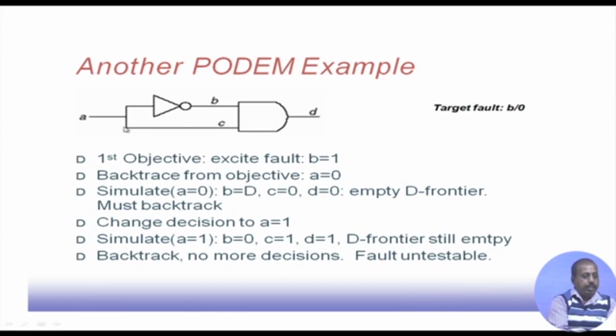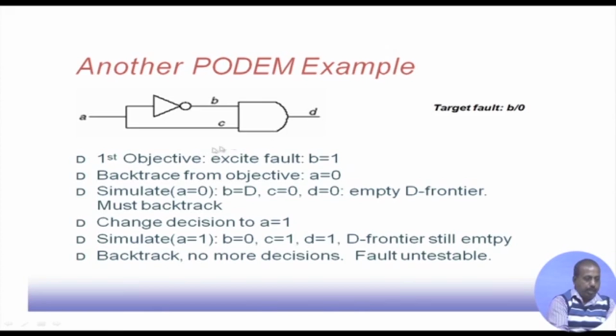Another example may be like this. The first objective is to excite the fault b stuck at 0 that you want to detect. So we have to excite the fault, b equal to 1. We backtrace from the objective, and we get a equal to 0. So this is the objective that we want to excite, put b equal to 1, and when we backtrace to the primary input, we find that a has to be set to 0. Then we simulate a equal to 0, and accordingly we find that b is getting D, c is equal to 0 and d equal to 0, and then the D frontier becomes empty.